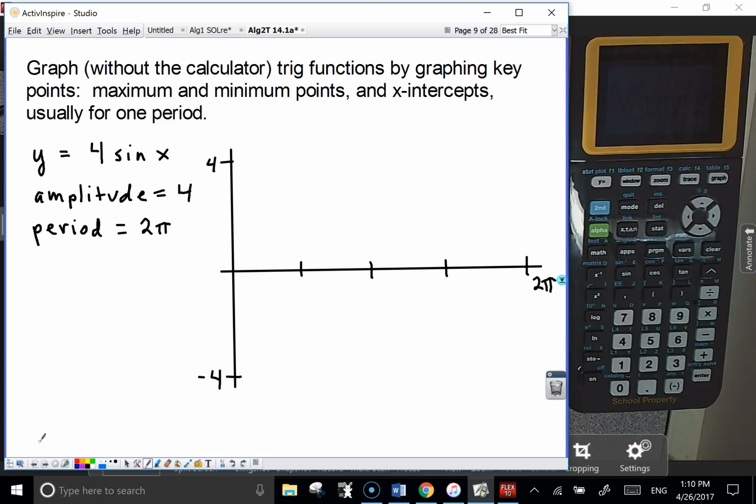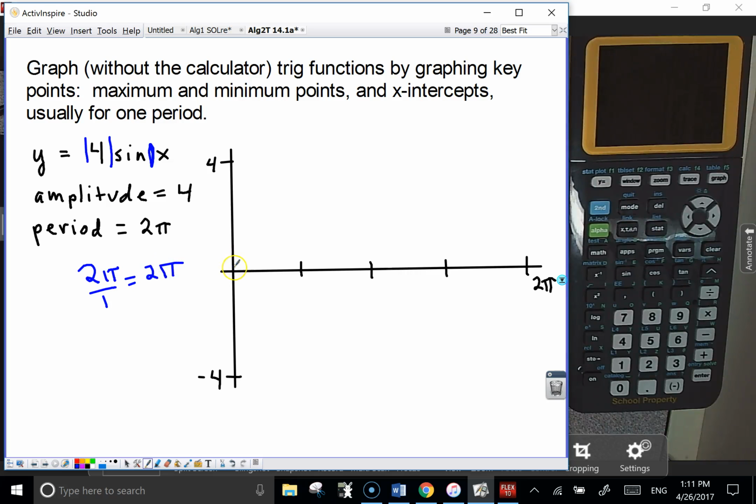Okay, so let's graph one of these by graphing maximums and minimums and x-intercepts. The first thing you're going to look at when you're graphing a sine function is the amplitude and the period. In this case, the amplitude is the absolute value of that number right there, which is 4. That's why I'm going to draw the scale on the left. It goes from -4 to 4. The period is 2 pi divided by this number right there, but that's a 1. So it's 2 pi over 1, which is 2 pi.